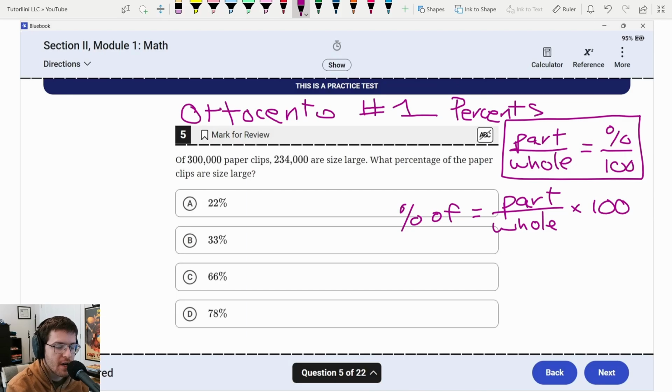Okay, question 5. I go over this in great detail in my Auto 10 number 1 on percent, so definitely check that out. If you want to solve this by setting up a proportion, you could do that part over whole equals percent over 100. You could also just do part over whole times 100. So that's what I'm going to do.